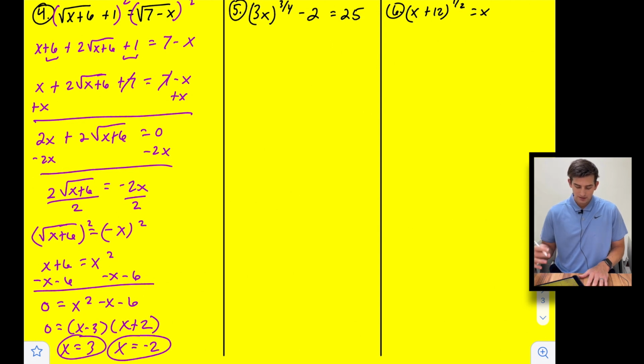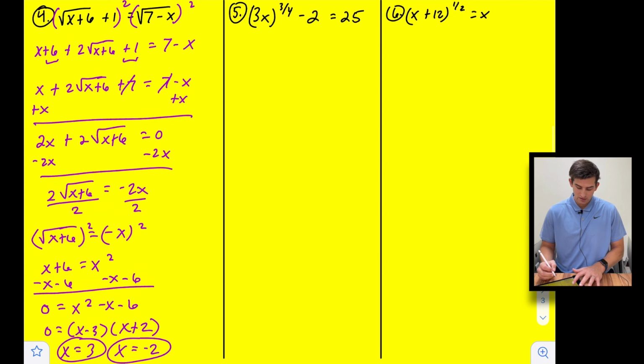Okay, now let's check those. So I'm going to kind of write over in this area, but we will erase it once we get to number 5. Let's plug these back in and make sure that they work. So for 3, we would have 3 plus 6, we're taking the square root of that, plus 1 is equal to the square root of 7 minus 3.